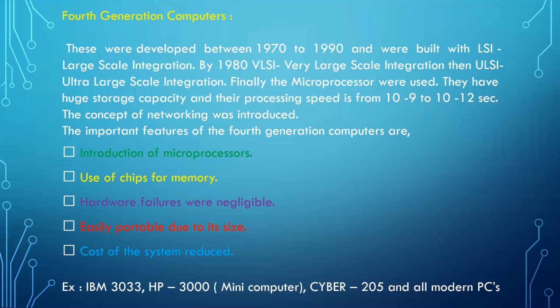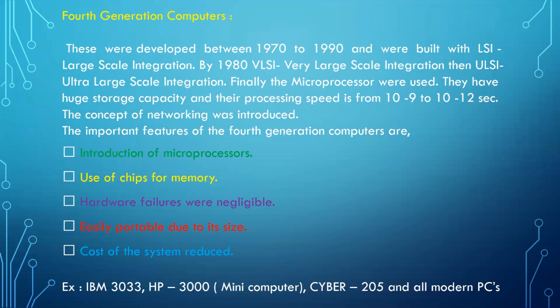The examples of 4th generation computers were IBM's 3033 and HP's 3000, which is nothing but a mini computer. Then Cyber 205, and all of today's modern PCs come under 4th generation computers. It means whatever computer we are using today is nothing but a 4th generation computer.